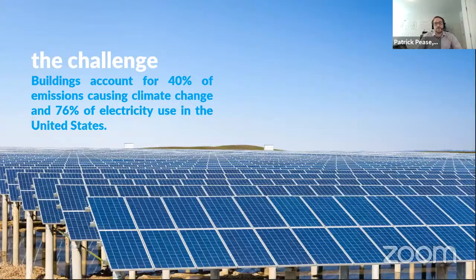So to kick things off, why would we want to optimize a building or optimize anything really? Well, I'm sure you've seen a slide like this before. It's all about climate change. Buildings account for 40% of emissions causing climate change on the globe. And if you're in a city, or you look at just electricity, it's 76%. So really reducing energy use, equating that to carbon, is our goal, to fight climate change.